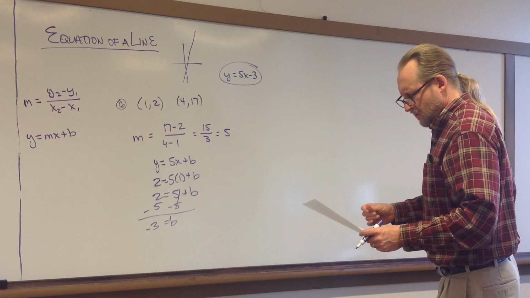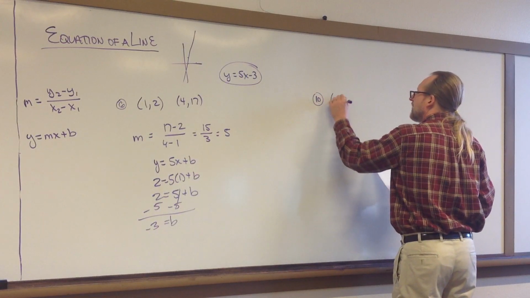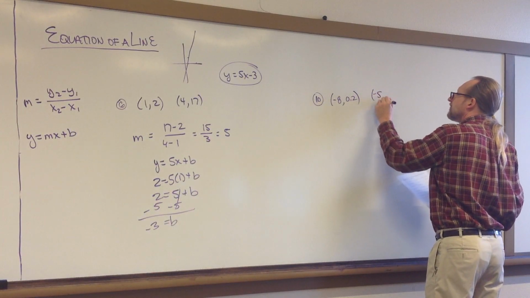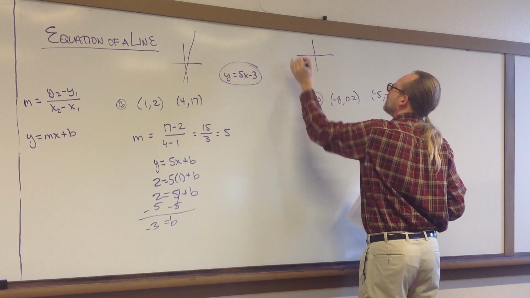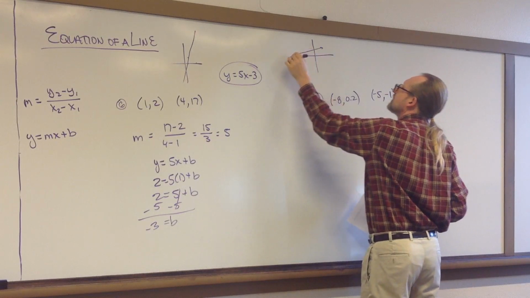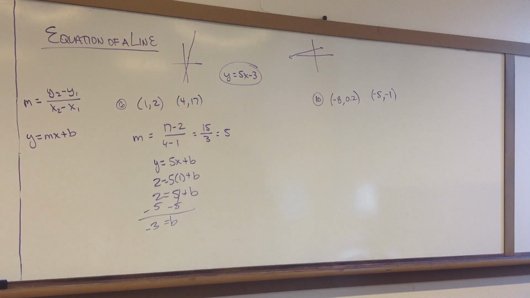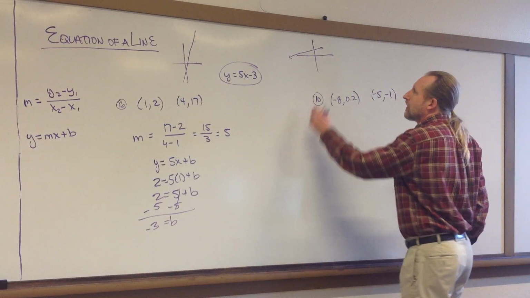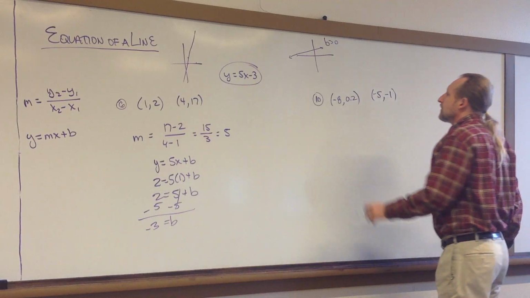What else? Let's look at problem 10. We've got (-8, 0.2) and (-5, -1). Well, let's see what this looks like. Negative 8, 0.2 and negative 5, negative 1 is going to be something like that. So it says we should get a positive slope. It looks like it's going to be a pretty small number, should be less than 1 for our slope. And this says that our y-intercept b should be a positive number. Alright, so let's calculate this.